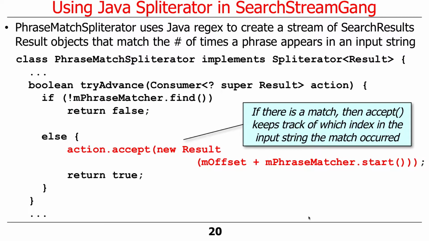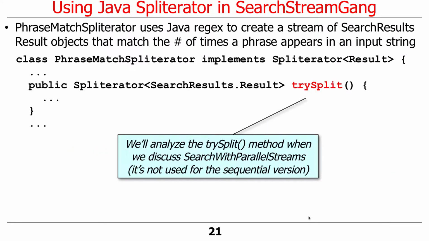Otherwise, if there is a match, we figure out where the match occurred, and we make ourselves a new result object, and we then make that be the value. The new result with the start is the thing we accept into the consumer action. So this is basically an out parameter that we're passing back to the caller. And then we return true in that case because we need to keep searching. Trisplit is something that we'll talk about later. Okay, any questions about that?